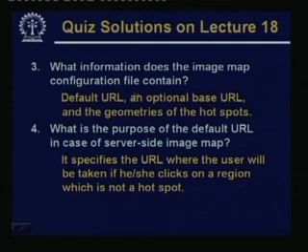What information does the image map configuration file contain? Default URL, optional base URL, geometries of the hotspots and their corresponding URLs. What is the purpose of default URL? As I mentioned, it specifies the URL where the user will be taken if he or she clicks on a region which is not a hotspot. Okay? That is the purpose of default URL.